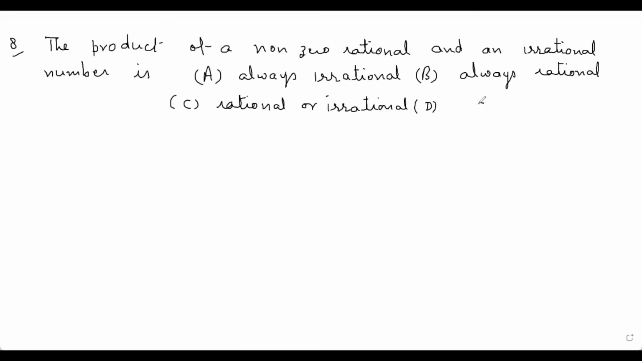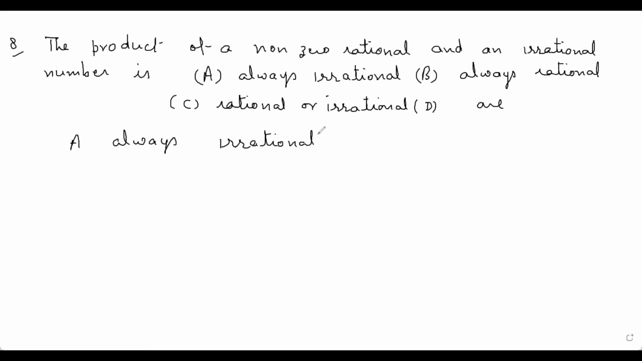Now the 8th question is: the product of a non-zero rational and an irrational number is, there are four options: A, always irrational; B, always rational; C, rational or irrational; D, 1. I'm going to give an example to justify this answer. The answer is A, always irrational.